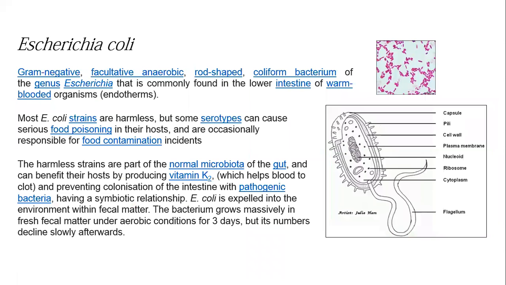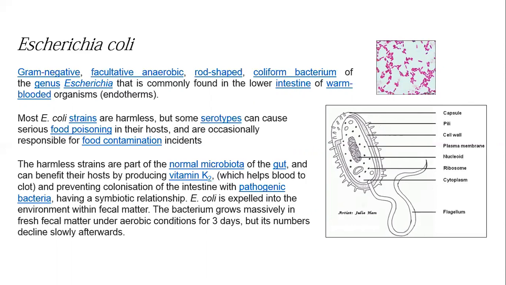Now come to another example, which is Escherichia coli. That is a very important model organism in microbiology and biotechnology. Escherichia coli is a gram-negative facultative anaerobic bacterium. It is a rod-shaped coliform bacterium of genus Escherichia that is commonly found in the lower intestine of warm-blooded organisms like human. Most E. coli strains are harmless, but some serotypes can cause serious food poisoning in their host and are occasionally responsible for food contamination incidents.